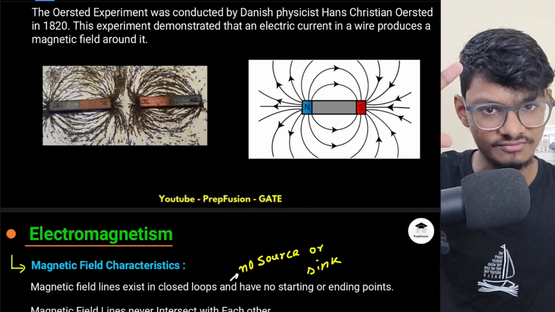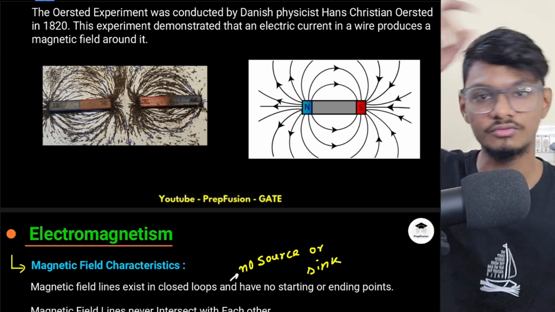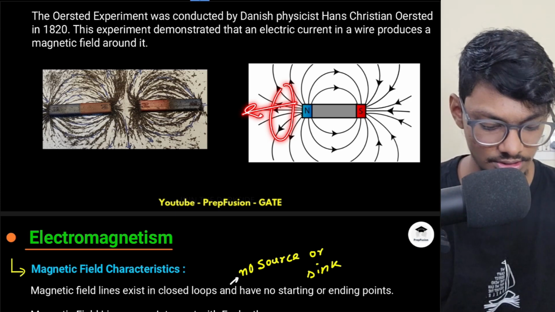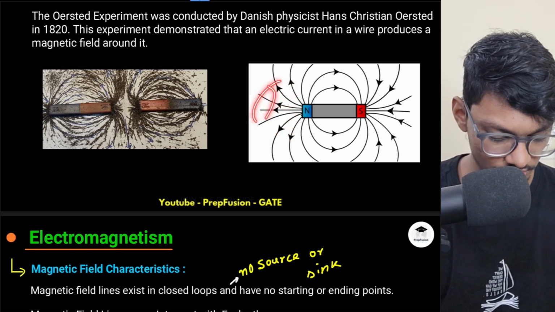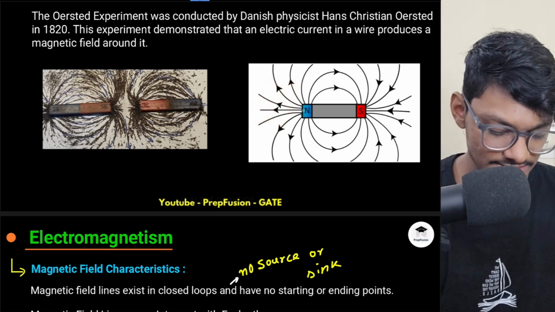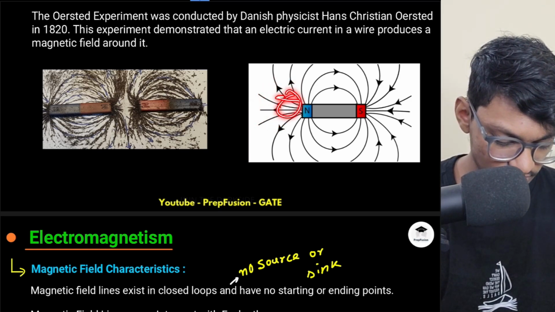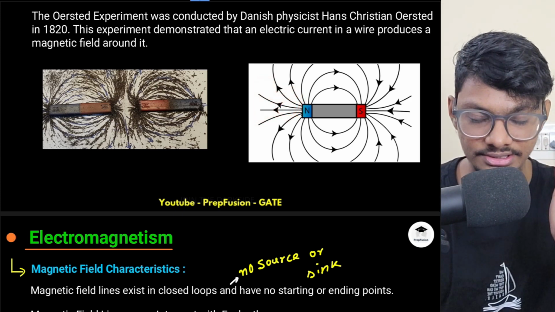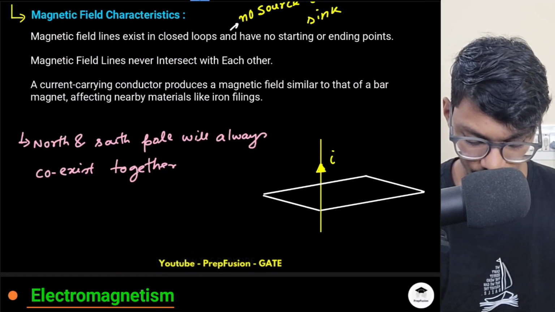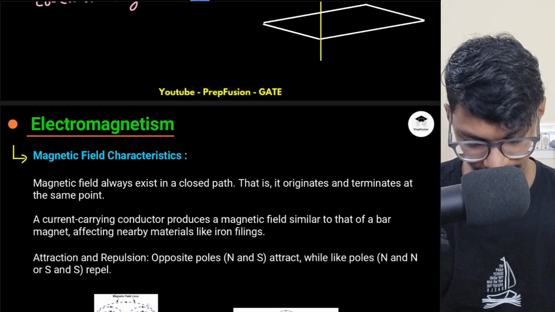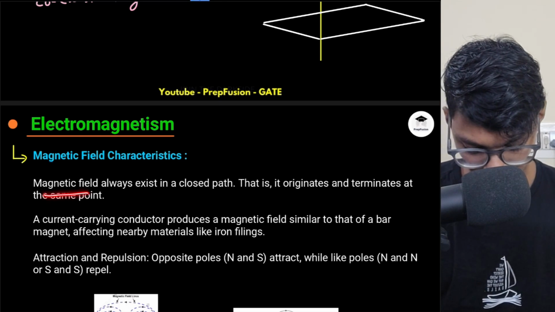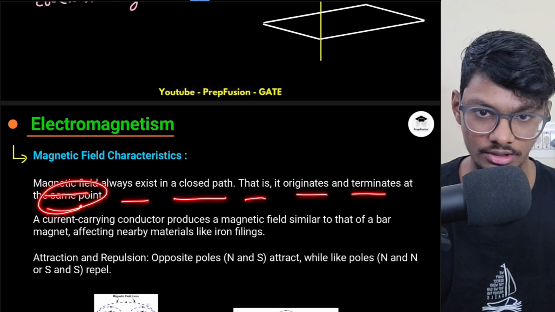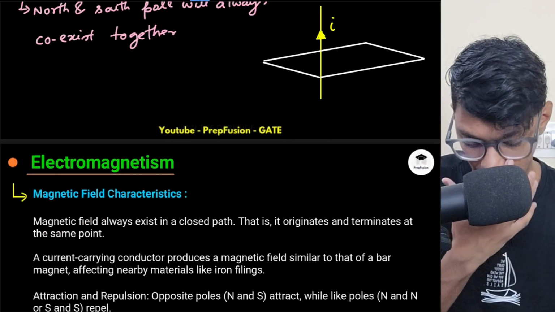If you recall electric flux, what was the definition of electric flux? It was basically the flux that flows through a particular surface. Now if I take any closed surface, what I will observe is that as it doesn't have any source or sink, whatever amount of flux comes in, the same amount of flux will go out. That is the fundamental characteristic of the magnetic field. Through this we get our fundamental relation, written in the next slide itself: the magnetic field always exists in a closed path. That is, it originates and terminates at the same point.